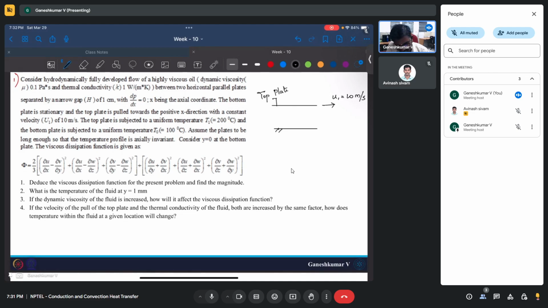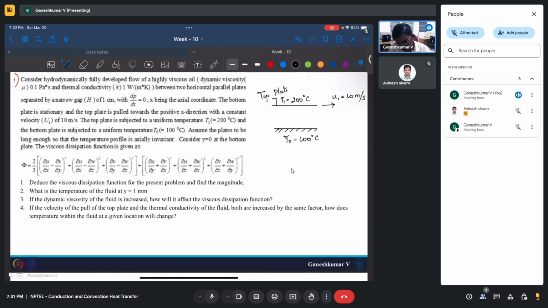So the bottom plate is stationary, so this is not moving. Now, the top plate is subjected to a temperature of 200 degrees Celsius, and the bottom plate is subjected to a uniform temperature of 100 degrees Celsius. Okay, this is T naught, this is T1.